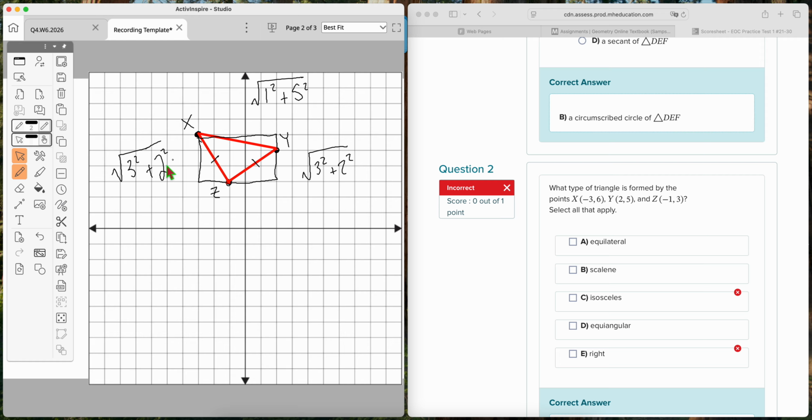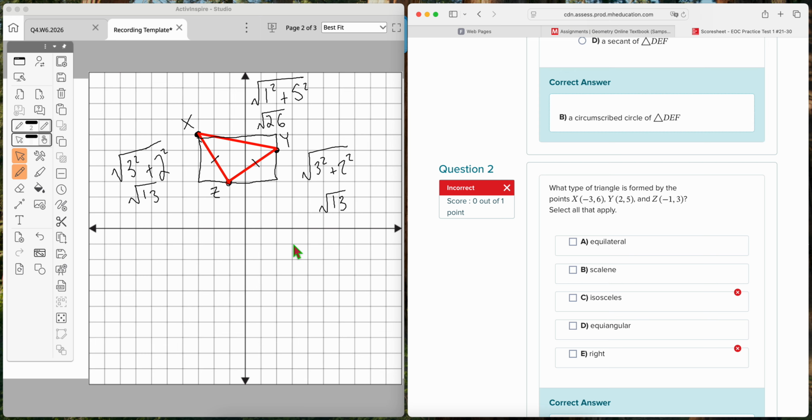Maybe I should. 3 squared is 9, 2 squared is 4. So this side and that side are the square roots of 13. This one is square root of 26. Those are my 3 side lengths: 13, 13, 26. So this is an isosceles triangle because 2 of the sides were the same, 1 was different. So click isosceles. It's not scalene because 2 are the same. It's not equilateral because they're not all the same.